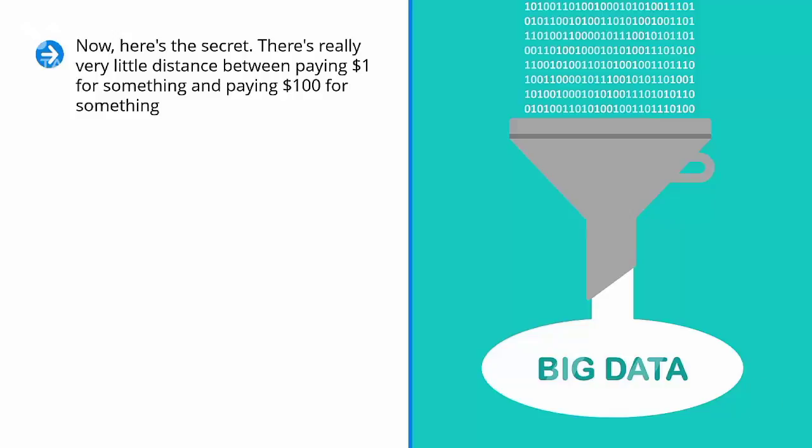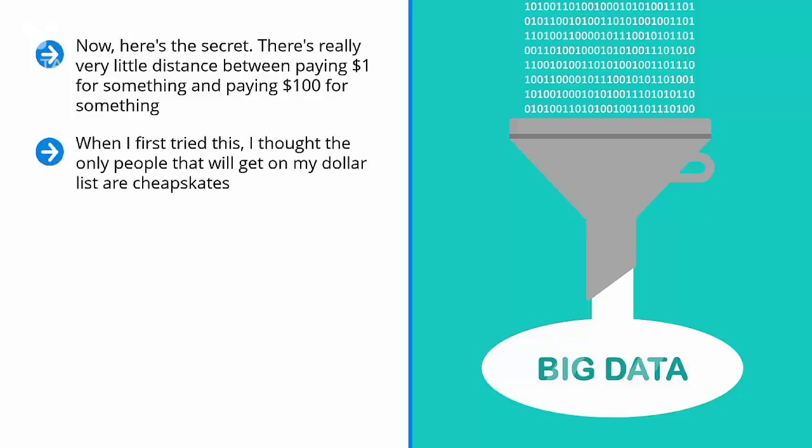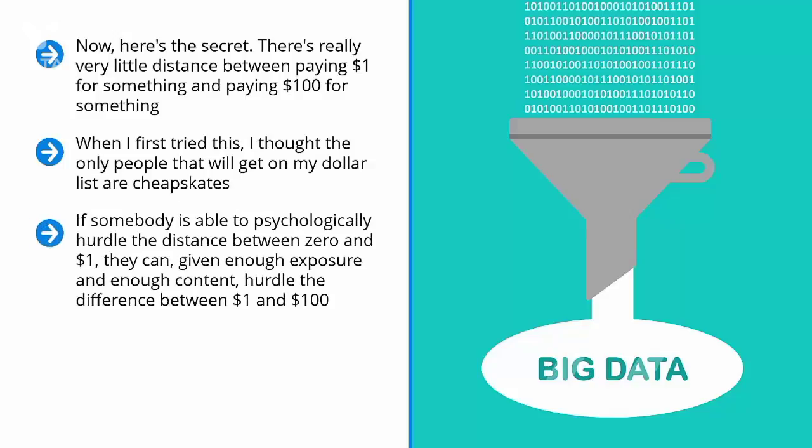This is a lesson I learned firsthand. When I first tried this, I thought the only people that will get on my dollar list are cheapskates. These are misers. In the back of my mind, I thought that they're just not going to buy big-ticket items. Boy, was I proven wrong. If somebody is able to psychologically hurdle the distance between 0 and 1, they can, given enough exposure and enough content, hurdle the difference between $1 and $100. This is not theory, nor is it speculation. I see this all the time with my own two eyes.